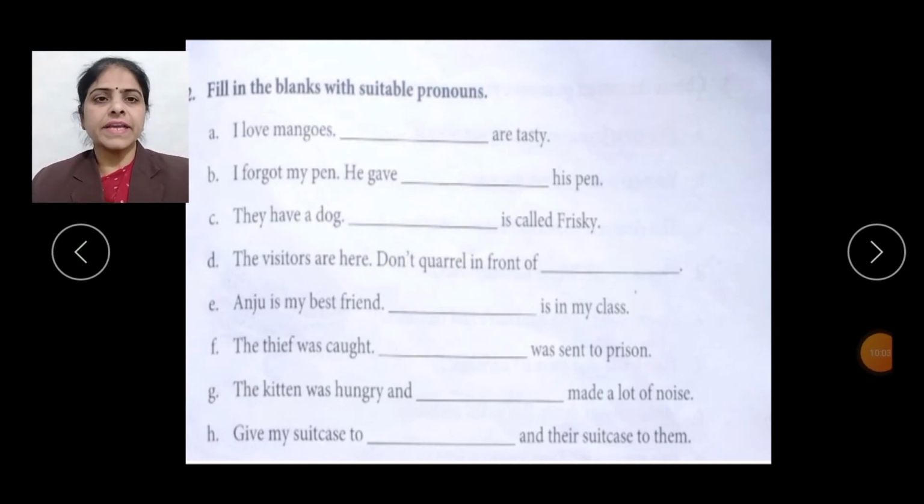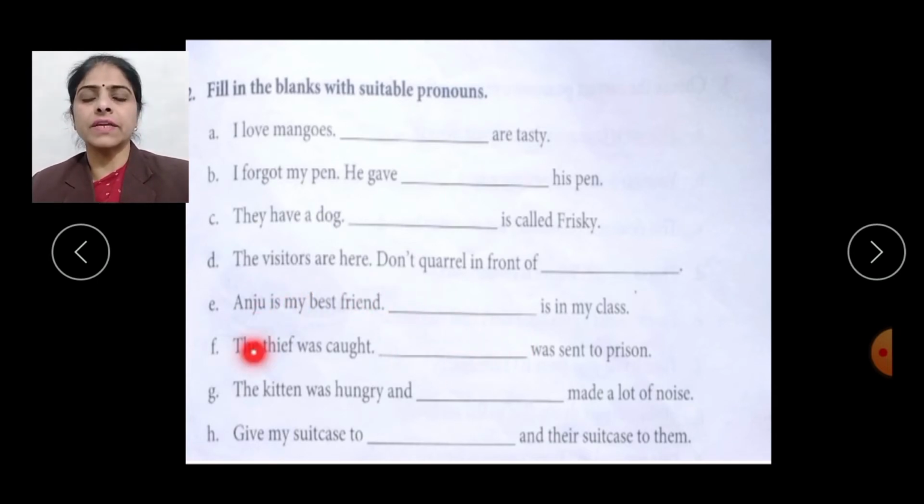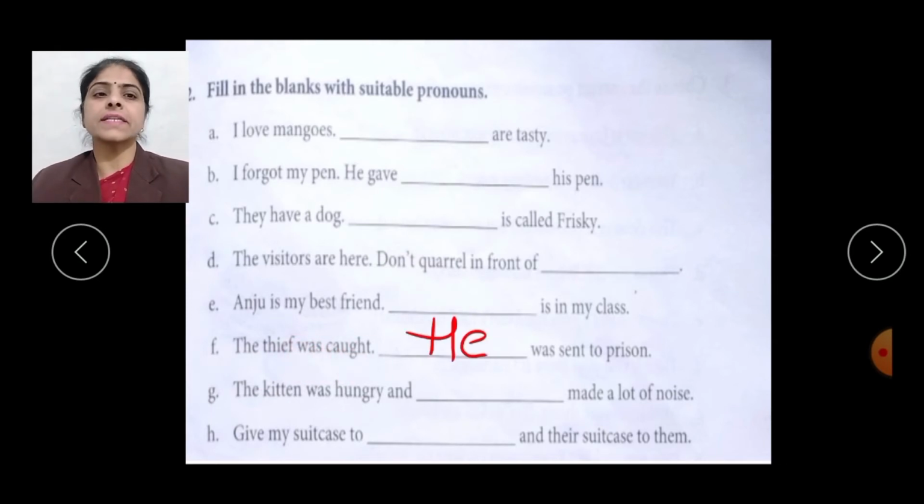The next one is, the thief was caught. Blank was sent to prison. Here this blank needs a subject pronoun for the thief, as the thief is a singular noun. For this, "he" will be used.